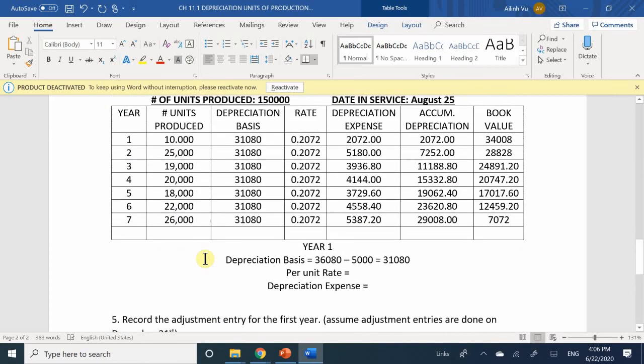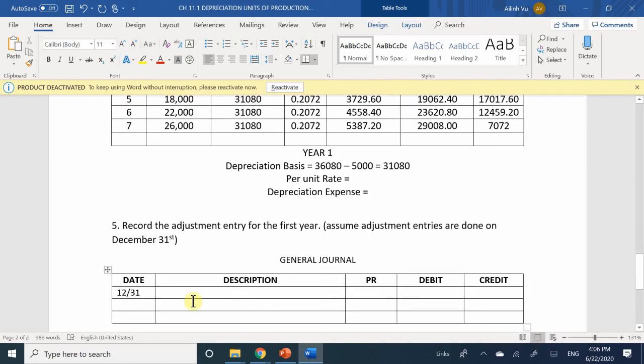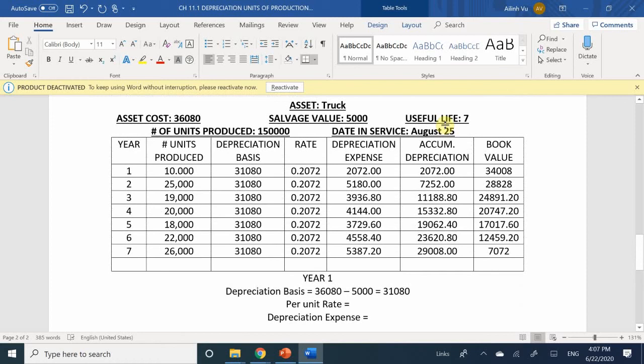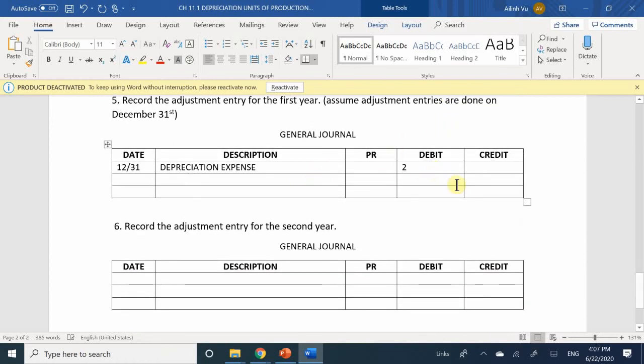If you need a sneak peek, let's see what happened in the first year. How much depreciation did we expense for the first year? First year was 2,072.72. That is correct. So what is my journal entry going to be? December 31, depreciation expense is 2,072.72. Accumulated depreciation for the same amount. That is correct. And in this case, because we know exactly what the asset is, I'm going to say accumulated depreciation, truck. Yes, for the truck. Good.